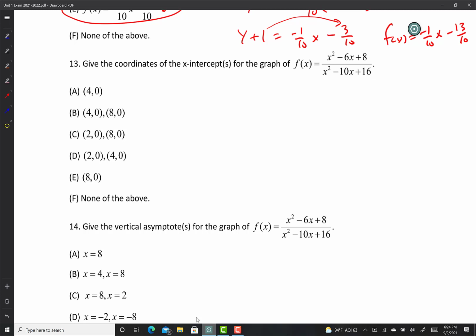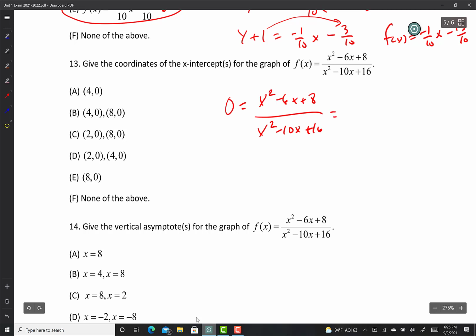Anyways, give the coordinates of the x-intercept for the graph of this function. So I want the x-intercept. Remember, that's where this function equals 0. So I'm going to set that equal to 0: (x² - 6x + 8)/(x² - 10x + 16). It helps to factor it in case we have some factors that cancel out. Two numbers that multiply to a positive 8 but add up to negative 6: negative 4 and negative 2, right? So (x - 4)(x - 2).